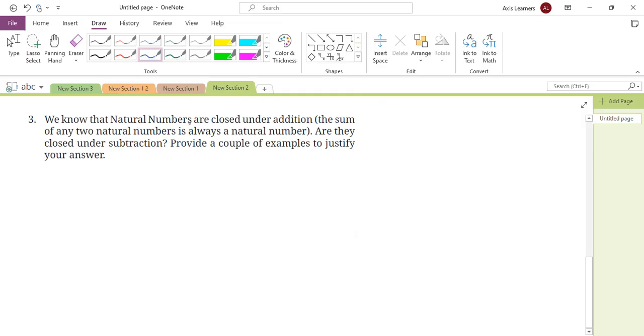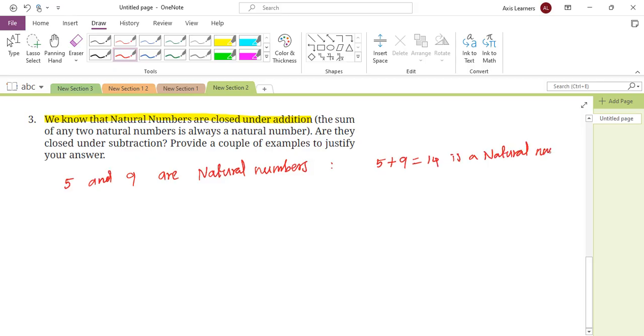Third question. We know that natural numbers are closed under addition. That means you can take any two natural numbers. 5 and 9 are natural numbers. 5 plus 9 equals 14. 14 is also a natural number, right? So this is one example. In the same way, we can write some more. All natural numbers are closed under addition.